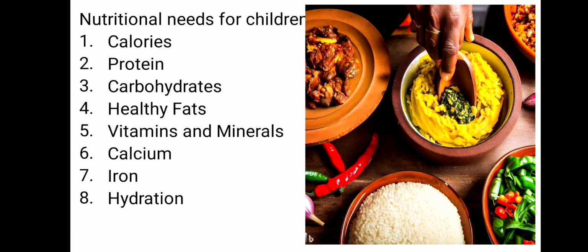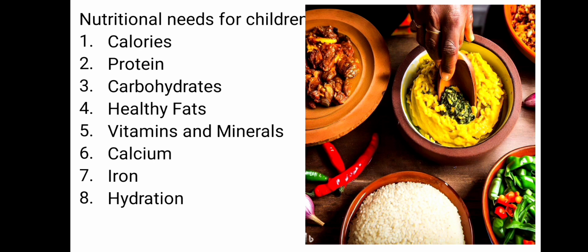Now we are going to how to prepare recipes. The first one is recipes for children. Children have different nutritional needs compared to adults due to their rapid growth and developmental stage. They need calories. Children require a sufficient amount of calories to support their growth, their physical activity, and metabolism. The exact calorie they need depends on the age, the gender, the activity level.